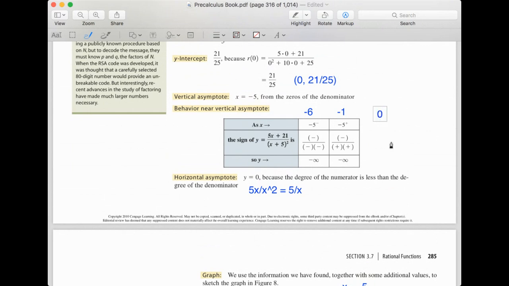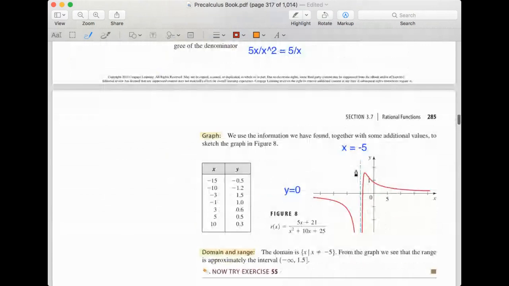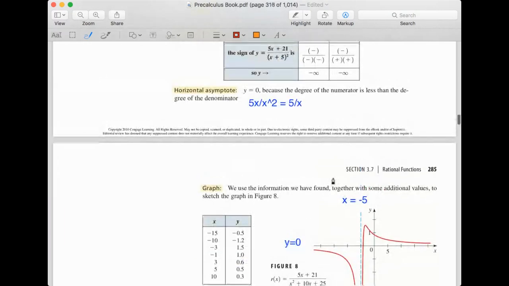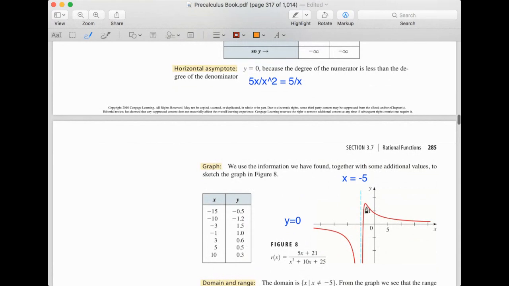From -1 above. So if you take a -1, -1, 5, we still have positive. Negative. So this should be, let's see, from -5 up to 0. Okay, so this method won't give us these details.